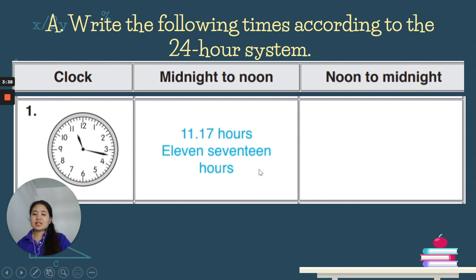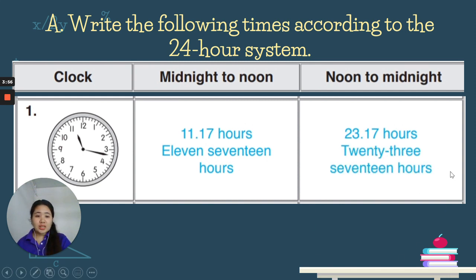Okay, let's go to afternoon or at night. So noon to midnight. Just add 12. 11 plus 12, that is 23, right? So that will become 23:17 hours. If you write that in words, that is 23:17 hours. Okay, easy, right?